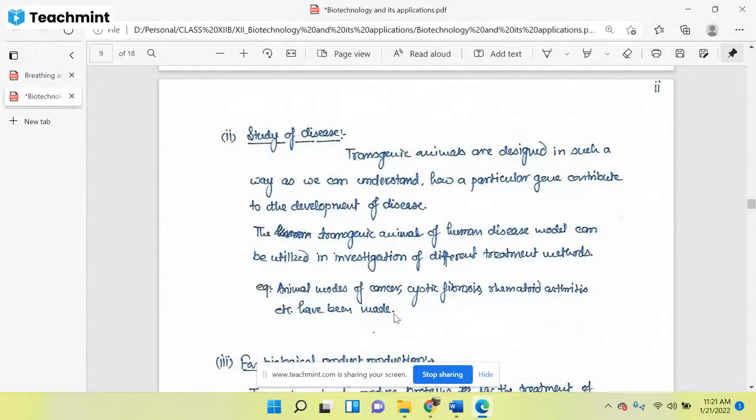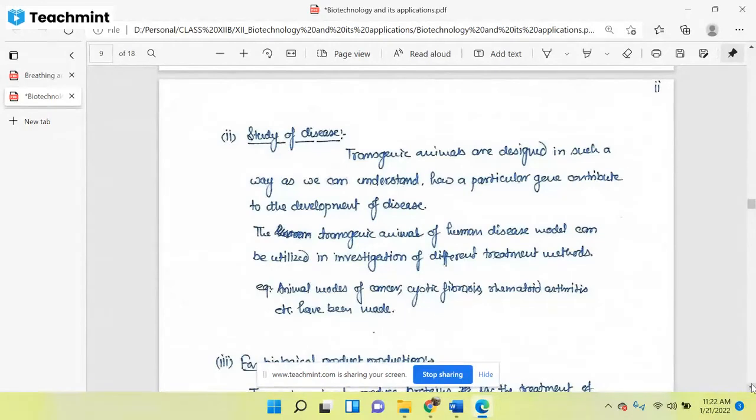medicine. Suppose anyone is saying that I have made this vaccine against the coronavirus. How will we come to know the dose of this vaccine, and what the gap between two doses should be? So we will make some disease model of the human being. Then only we can check the amount of vaccine and the gap between the vaccinations. So for those things, we need a disease model, and we can make the disease model by these transgenic animals.